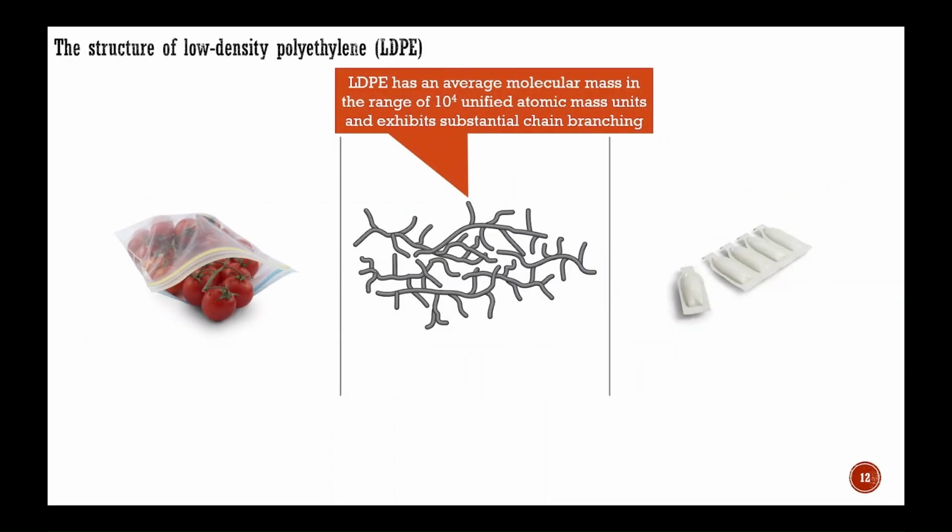So-called low-density polyethylene, used in forming films and sheets, has an average molecular mass in the range of 10,000 unified atomic mass units and exhibits substantial chain branching. In other words, side chains extend from the main polymer chain, much like spur lines branching off a main railway line. These branches inhibit the formation of crystalline regions, reducing the material's density.